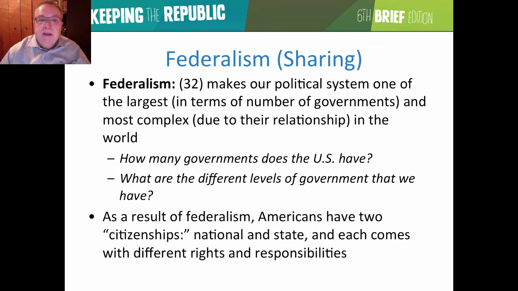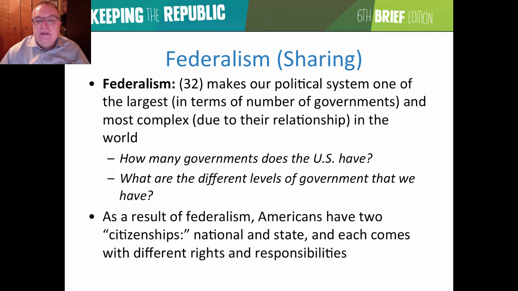So federalism. Federalism is actually an Old English word for sharing, and it makes our political system one of the most complex. And the question is, how was federalism used as a compromise in the United States? And the answer to that question is that federalism is about how power should be distributed between the national government and the states. And it is that sharing which was one of the great compromises in the Constitution.